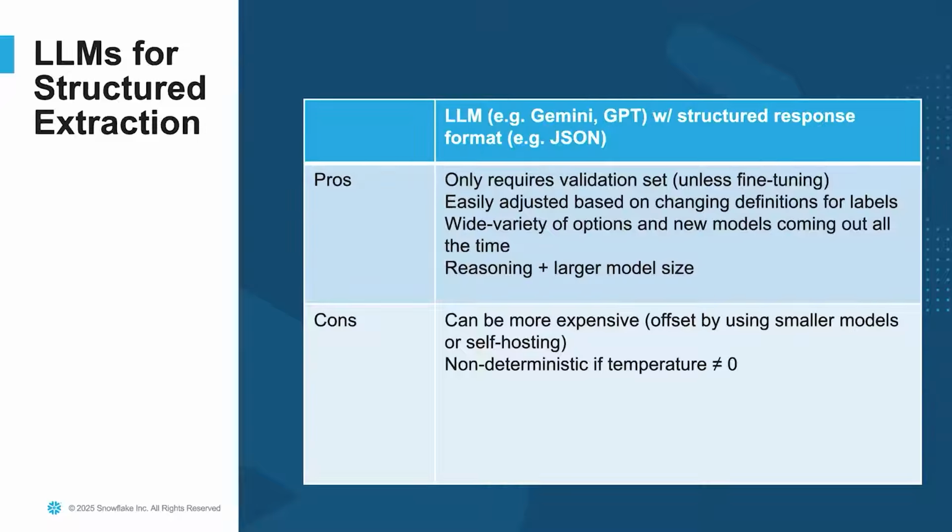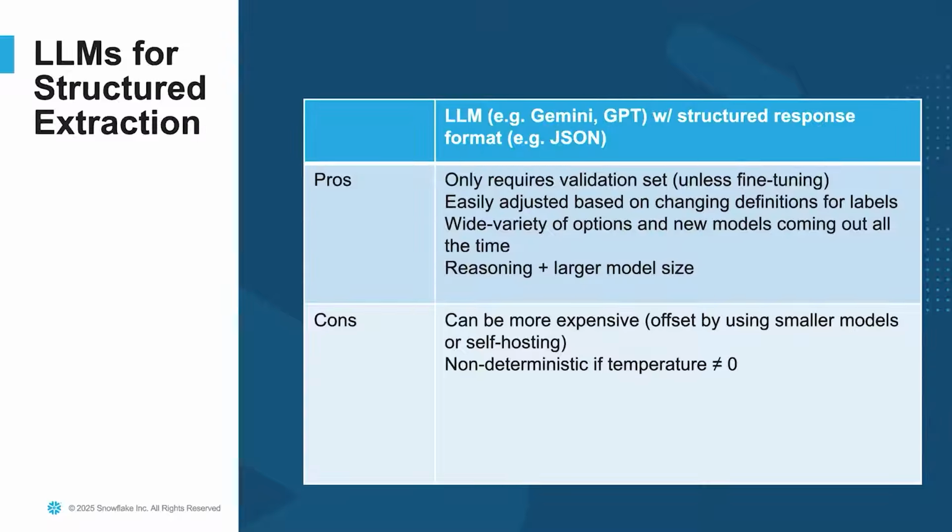Because in this case, the definition for the label isn't encoded in the weights via pre-training or fine-tuning. It's encoded in the prompting. So you can actually change your prompts very easily across runs. If you need to change what labels you want, that's as simple as just changing your prompt. There's also a wide variety of options and new models coming out all the time, so you can take advantage of that. And you can also take advantage of reasoning and larger model size for very complex tasks.